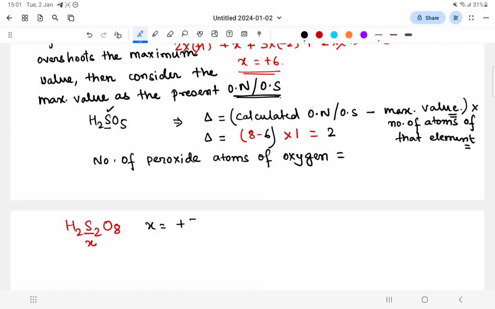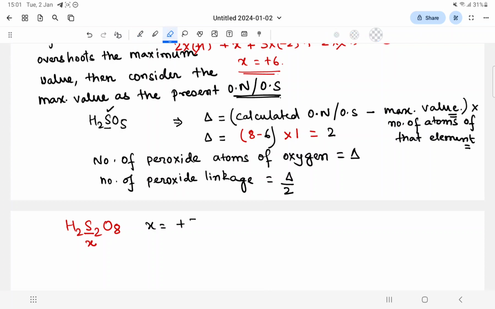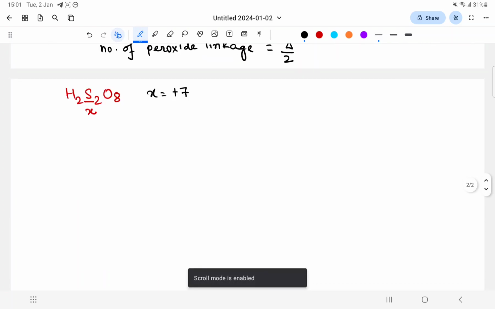Now the number of peroxide atoms of oxygen is equal to delta, and the number of peroxide bonds, or you can say the number of peroxide linkages, is equal to delta by 2. Okay guys, here it should be 6, right? Because the maximum value is not +7. The maximum value that was calculated here is +6. Sorry for that. Now if we start with the same concept here for H2S2O8, we got the X value as +7, which is again the mistake, and the answer will be +6.